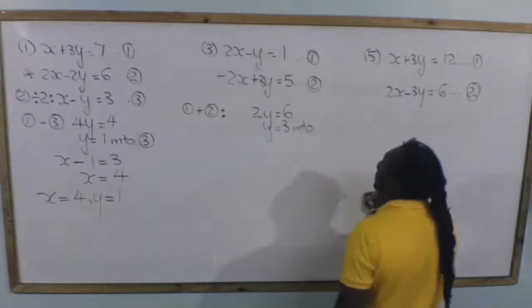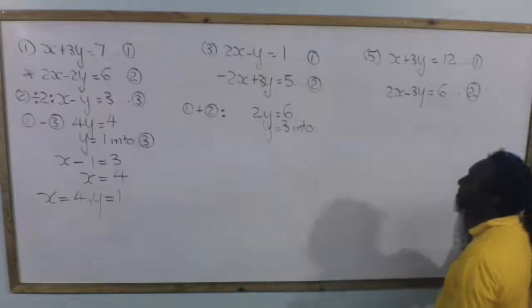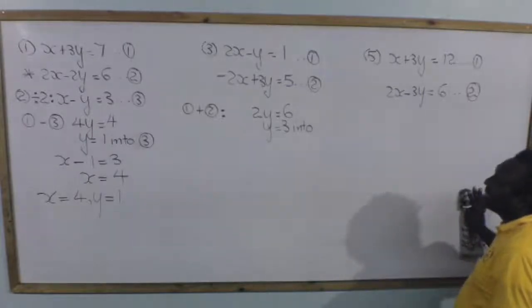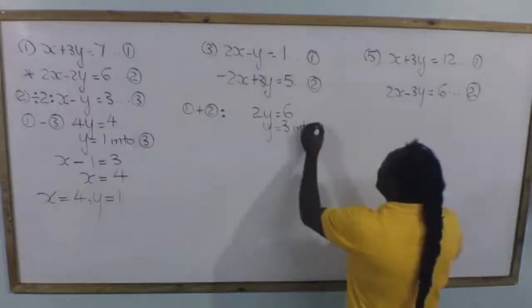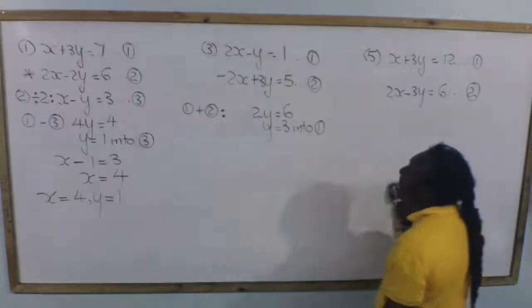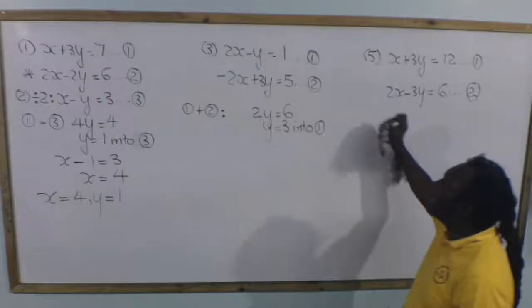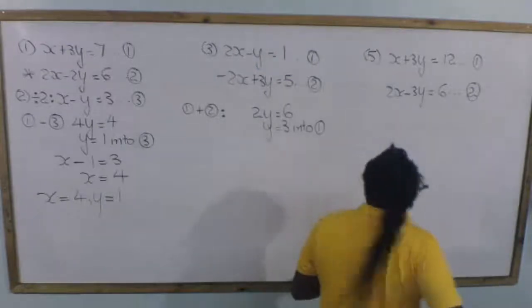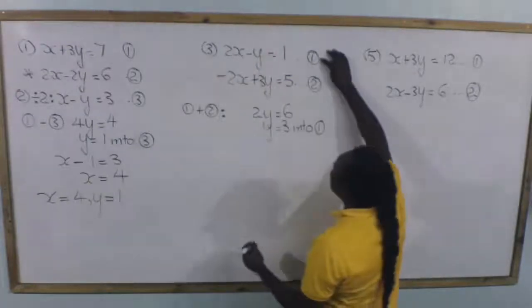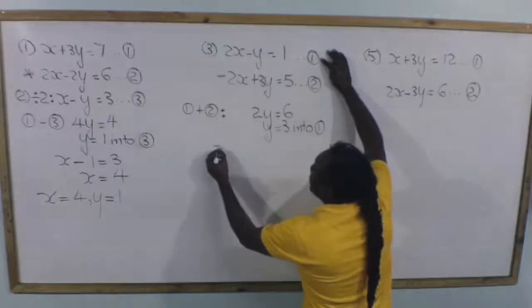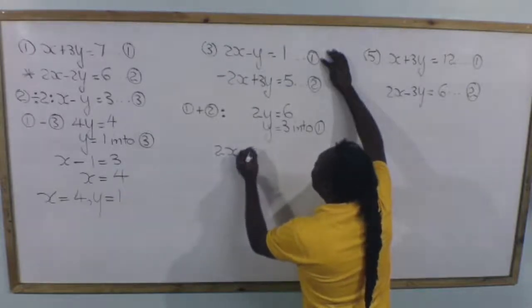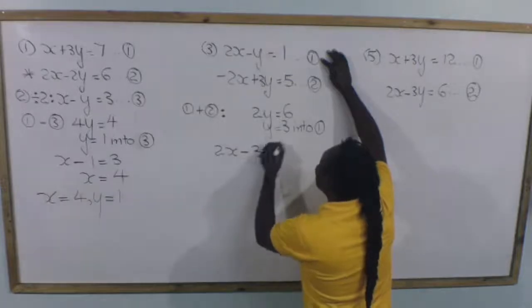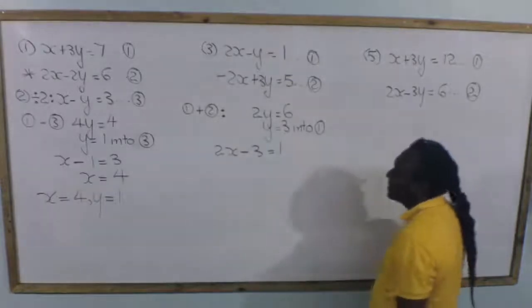And which equation do we put that into? You put that into equation 1. That's what I would do too. I put that into equation 1. So I will say, put this down. I will say for equation 1, 2x minus 3 is equal to 1.